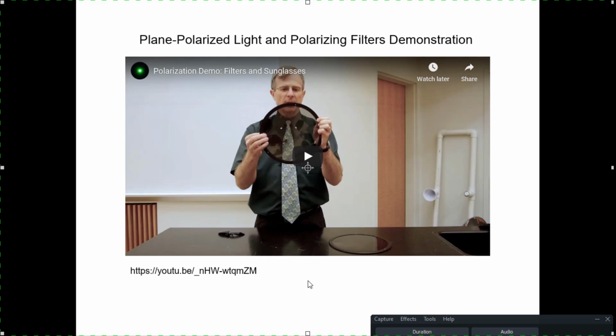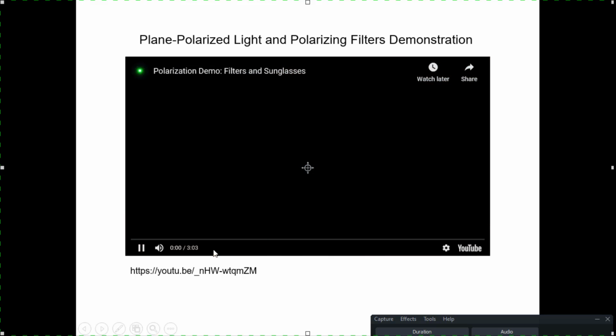In this demonstration, which we'll fast forward through and you can watch in full on your own, he has two large polarizing lenses. You might have polarizing lenses in your sunglasses or in a photography lens. They sell polarizing lenses to cut down on glare. That's why they're used in sunglasses. But let's let him show you what happens with polarizing filters, how you can create plane polarized light, and how you know that it is plane polarized light.